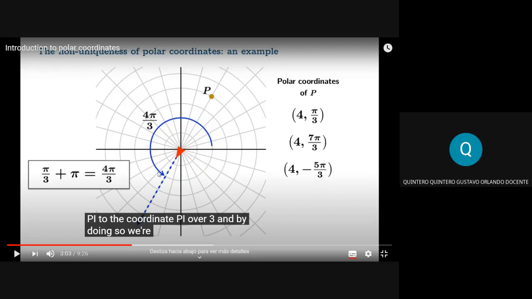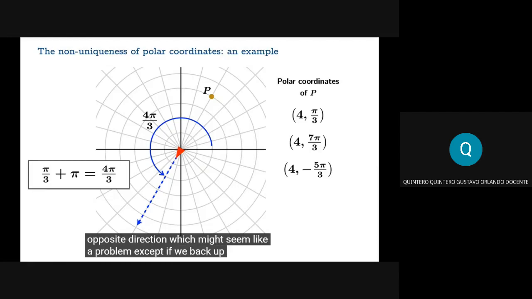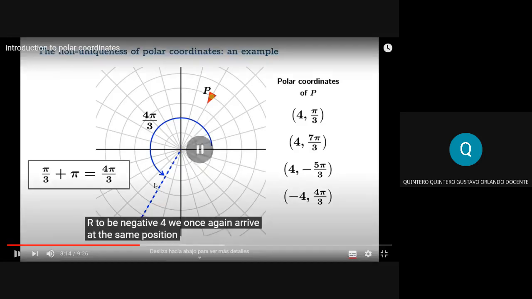But take a look at what the guy is about to do. Pay a lot of attention, please. Take a look at this. It's sort of pointing in the opposite direction, which might seem like a problem, except if we back up by taking r to be negative, we once again arrive at the same position. Did you see that?